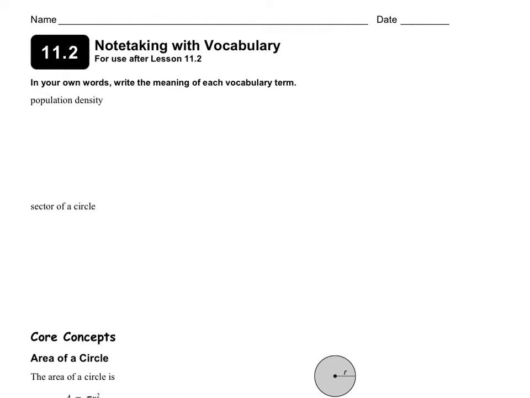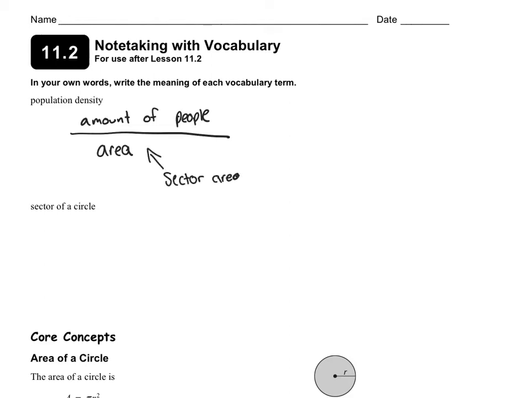This can be set as a proportion, which would be amount of people over or divided by area, which can also be considered as sector area, which is our topic for today.